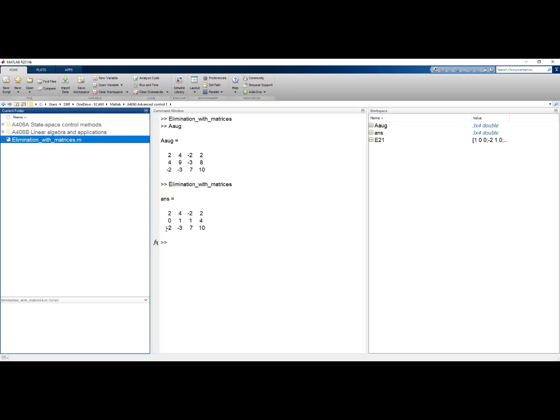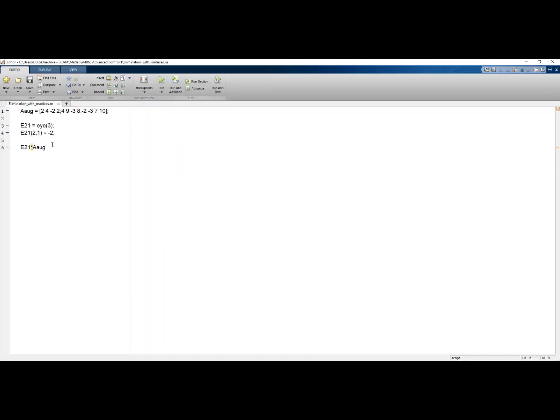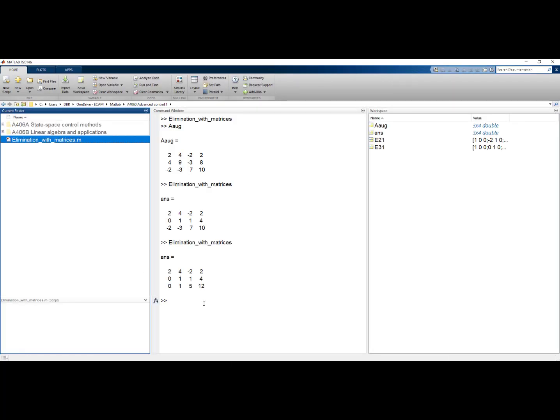So we can do the same for element 3,1. So we take the element divided by the pivot, the multiplier is -1. So let's copy this. So this is now elimination matrix 3,1, and element 3,1 we take minus the multiplier, so minus 1, it's 1. Okay, let's now pre-multiply by E31 and let's have a look. Indeed, this is what we obtain. We have produced a 0 in element 3,1.